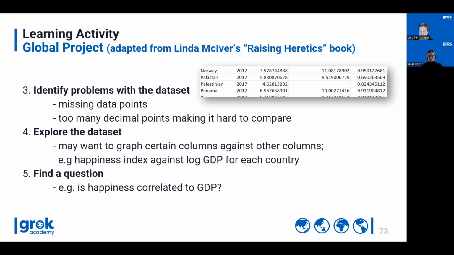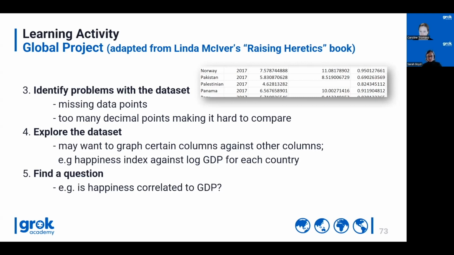The next step is to identify problems with the data set. I've just put a little extract here. You can see already there's a missing data point in that extract. And there's too many decimal points here, making it hard to compare the different countries. It really doesn't make sense for these numbers to be compared with decimal points. So one thing you would do there is format the data to make them whole numbers, for example, or maybe with one decimal point.